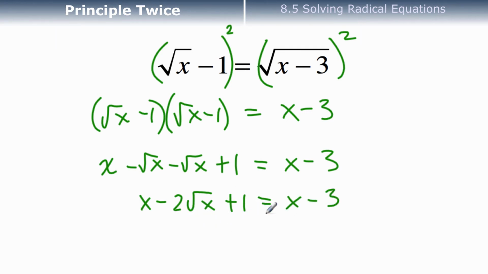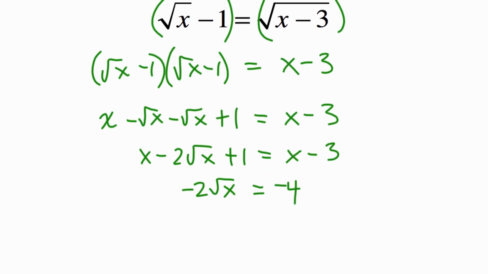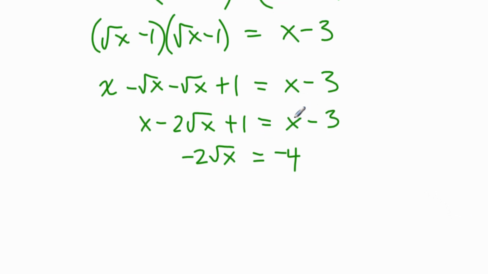Now, let's gather x's and numbers. If I subtract x on both sides, those cancel. So on this side, I just have minus 2 root x. And then I'm going to take this 1 over to the other side and subtract it, equal to negative 4. Take a look at that a sec. Make sure you're okay with that. The x comes over as minus x and cancels, so I just have this. Then I take the 1 to the other side and subtract, negative 4. Divide both sides by negative 2, and I get root of x is equal to positive 2.